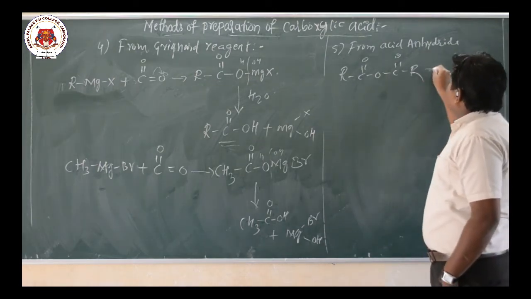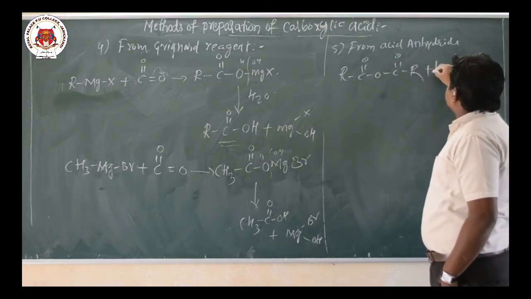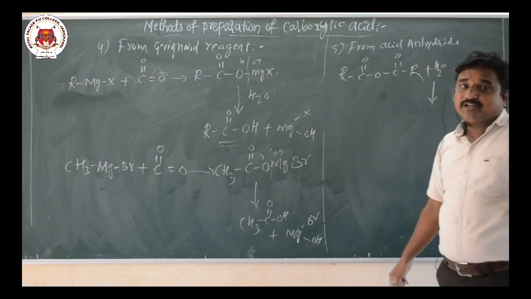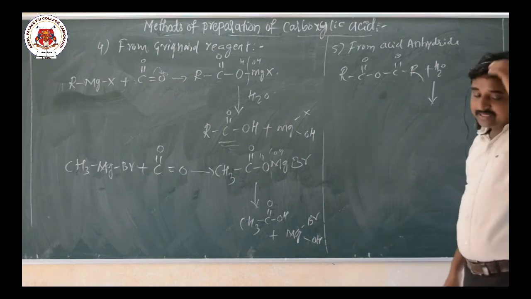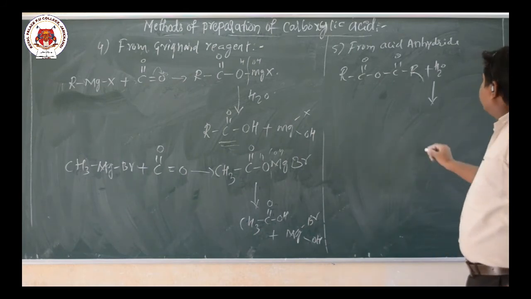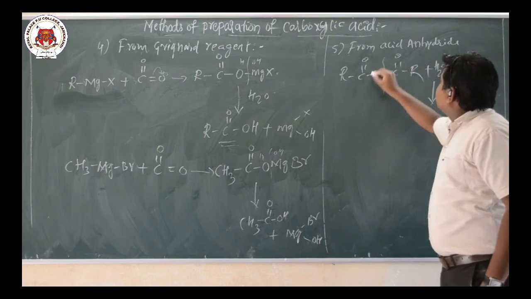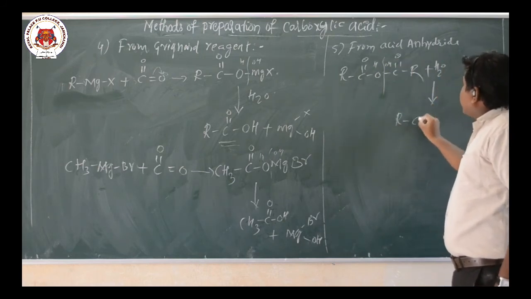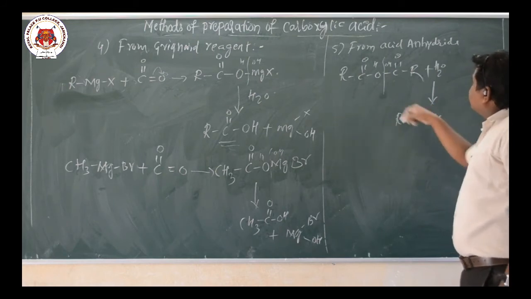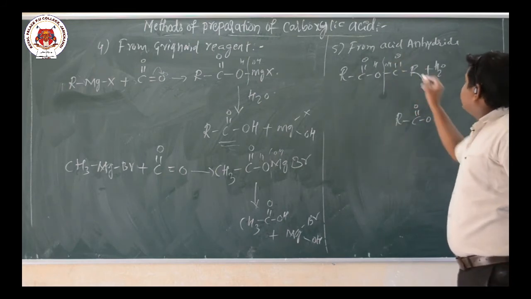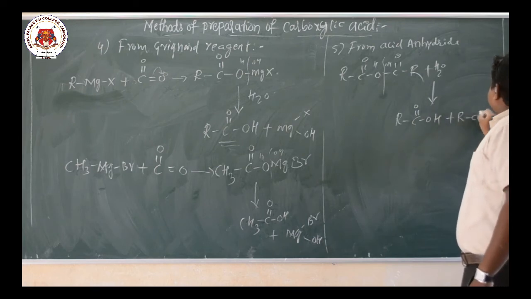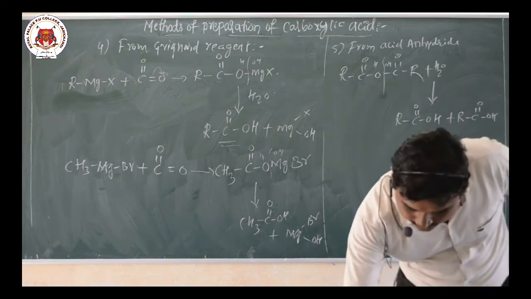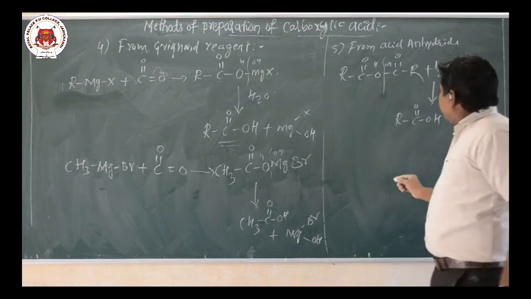Which undergoes hydrolysis. Hydrolysis means addition of water, breaking of bond can take place. Now that gives the corresponding acid only. In the hydrolysis, the H part adds this side, the OH part adds this side. Now the product is RCOOH plus RCOOH, that gives the corresponding acid only. Okay, so here I will take one example, acetic anhydride.